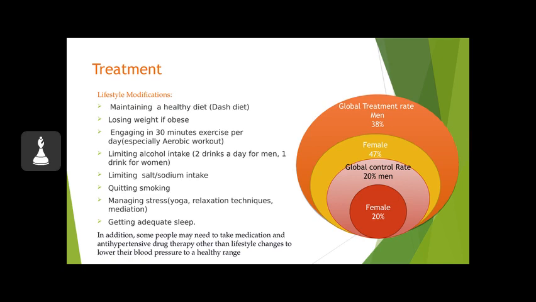In addition, some people may need to take medication, antihypertensive drug therapy, in addition to lifestyle changes to lower their blood pressure to a healthy range. According to the data of 2021, the global treatment rate for men is 38%, while it's 47% for females, and the global control rate is the same for both, which is 20%.